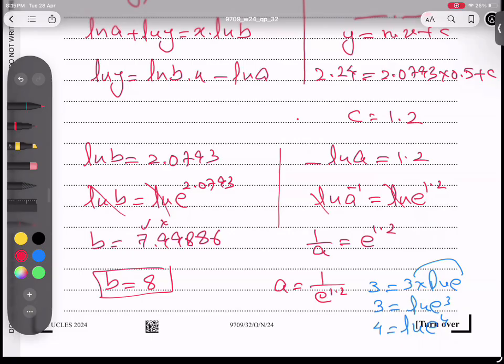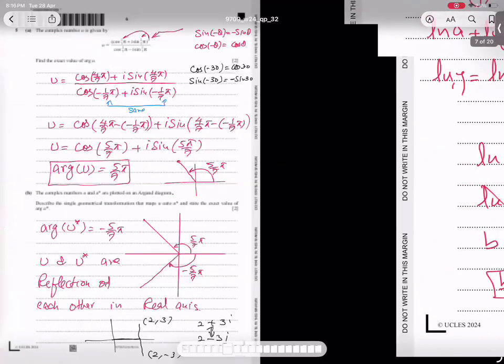So I'm doing now e to power 1.2, and divide it by reciprocal, 1 divided by this answer, I'm getting here 0.3. So 0.3 is my final answer. I hope the concept of the question is very, very clear.